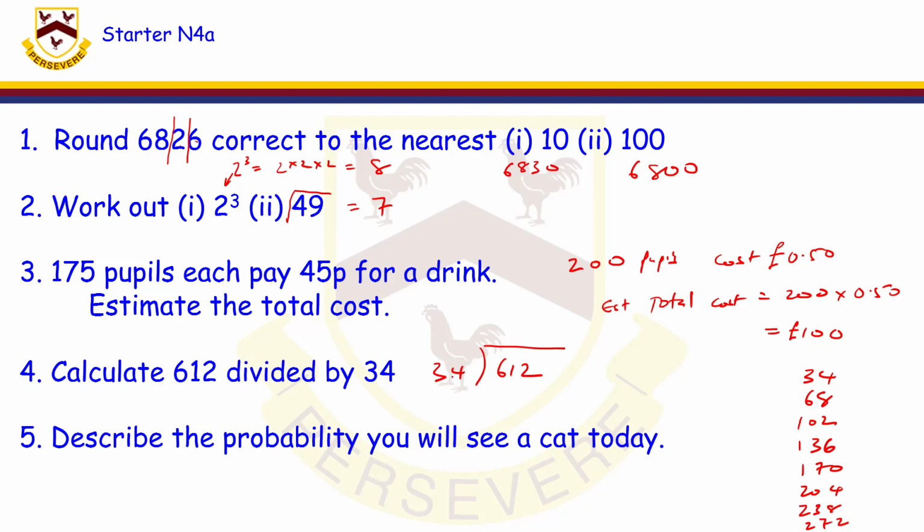Okay, 34 can't go into 6, so we carry the 6. 34 into 61 goes 1, and 61 take away 34 is 27, so I carry the 27. So I've got 272. Oh, that's handy. That's at the bottom there. Let's count. 1, 2, 3, 4, 5, 6, 7, and 8. So our answer is 18. Describe the probability you'll see a cat today. I'm going to describe that for me as likely.